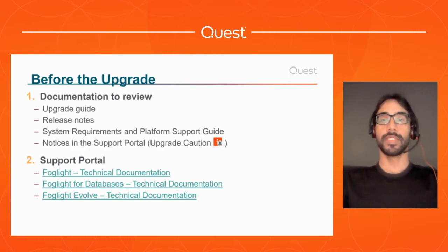We also have notices in the support portal. For some of the components, we may put notices in the support portal if there's a known issue that should be taken into consideration when performing the upgrade. The download links in these cases will show an upgrade caution icon, as we can see here. And that will usually point to a knowledge-based article with additional information on how to proceed.